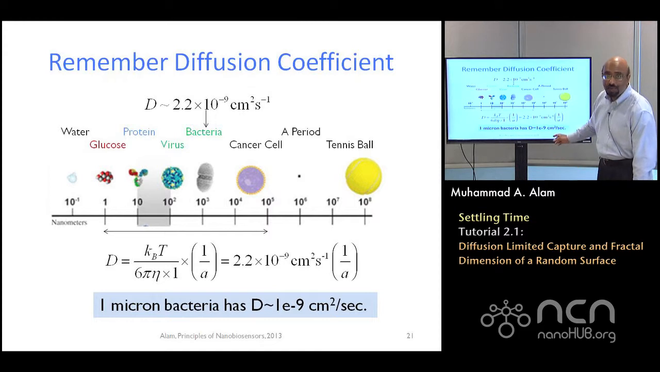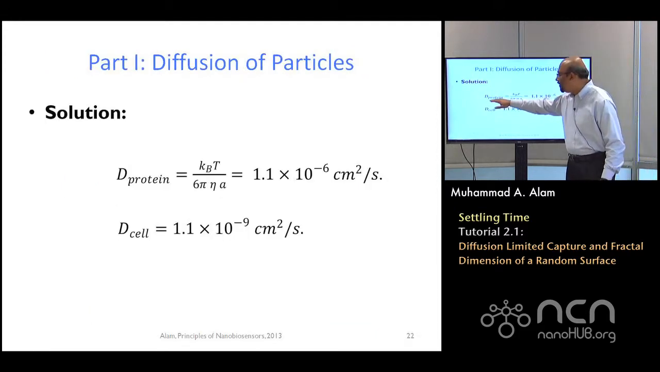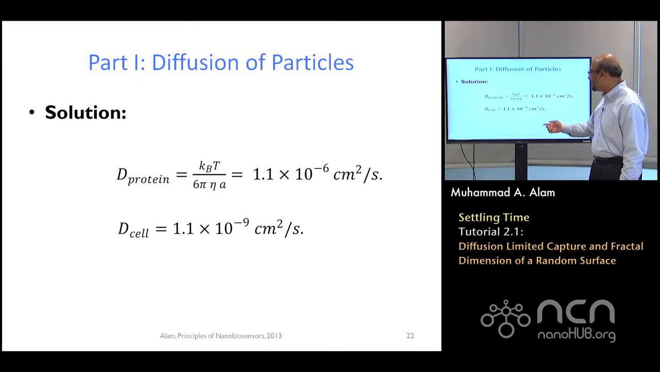So the way I remember the diffusion coefficient is this. A micron-sized bacteria has a 1 nano-centimeter squared per second diffusion coefficient, and a nanometer-sized protein has a 1 micro-centimeter squared per second diffusion coefficient. So they go in the opposite direction, as you might expect. And so therefore, you can calculate the protein diffusion coefficient using this formula. You can calculate the cell diffusion coefficient using this formula.